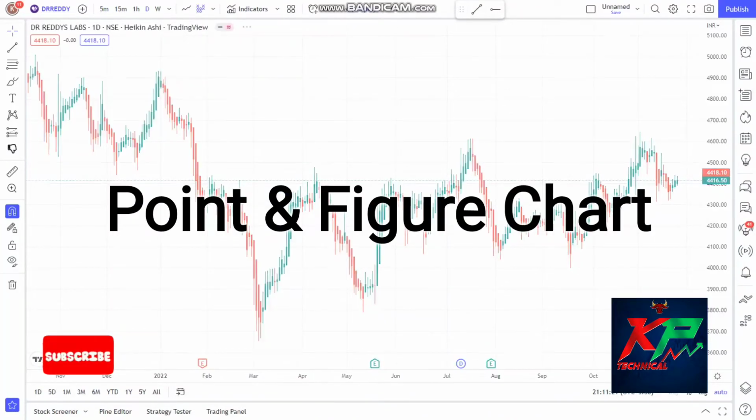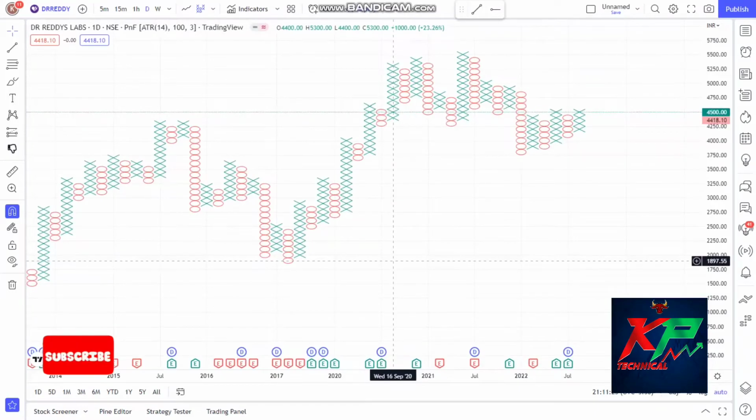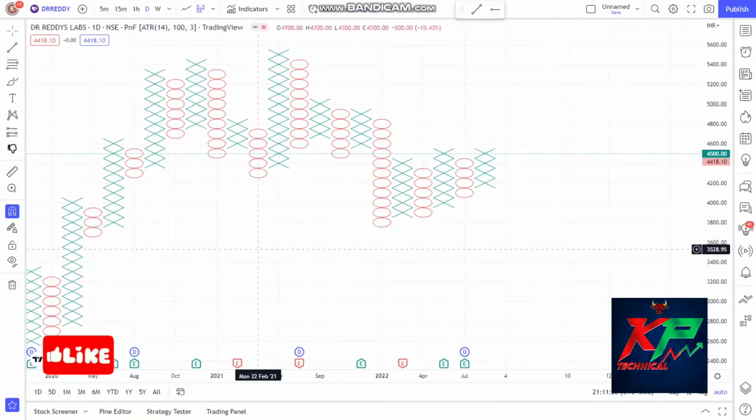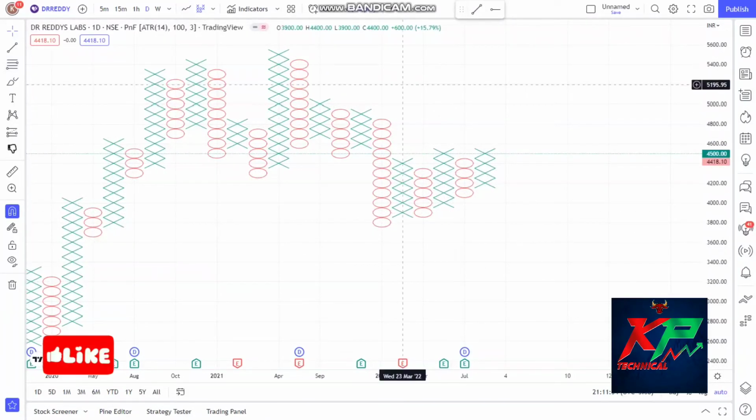Point and figure chart. One of the common types of chart in technical analysis, the point and figure chart uses vertical rows of X's and O's. When the price of a share goes up, it's indicated in the row of X's. On the other hand, when it goes down, the same is indicated by the vertical row of O's.